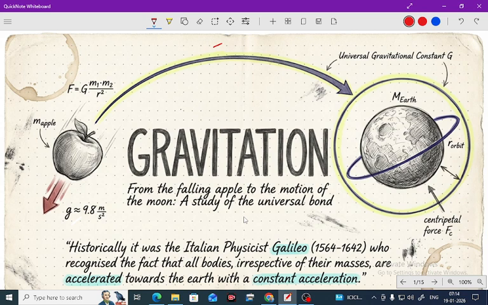Historically, it was the Italian physicist Galileo, 1564 to 1642, who recognized the fact that all bodies, irrespective of their masses, are accelerated towards the earth with a constant acceleration.